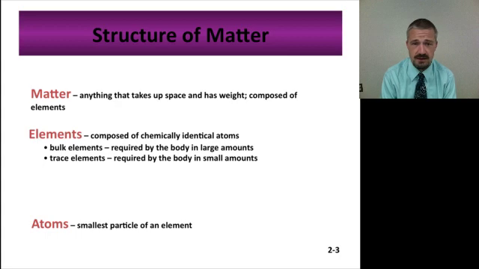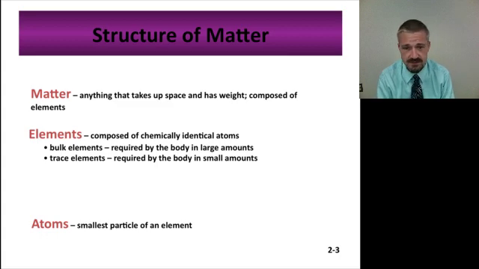So what is matter? And I could do that bad what's-a-matter joke, but we'll stay away from that one. Matter is anything that takes up space, and your book says, and has weight. And it is composed of elements.